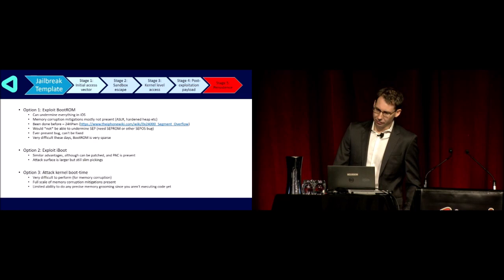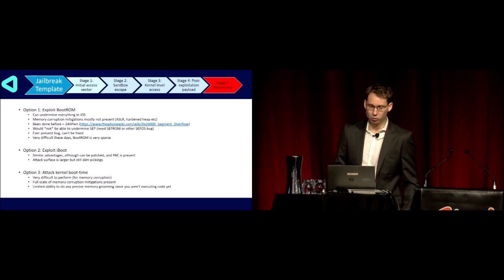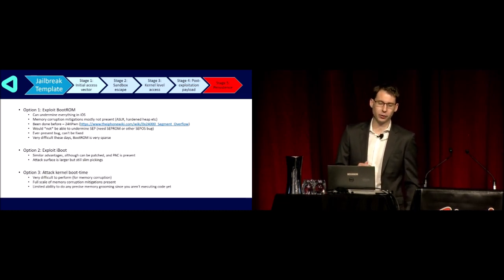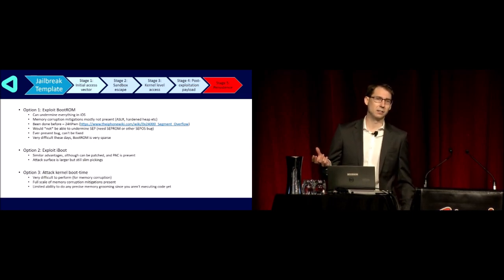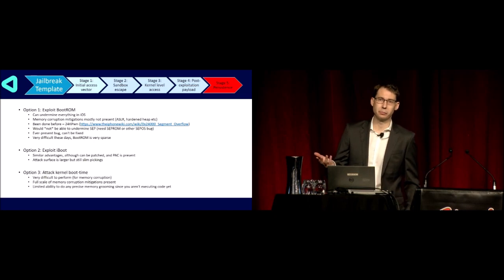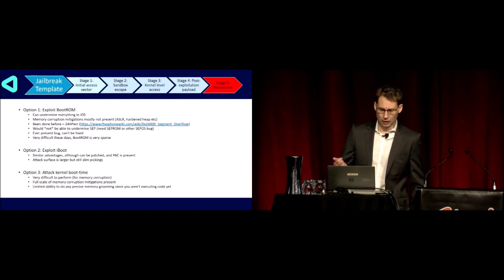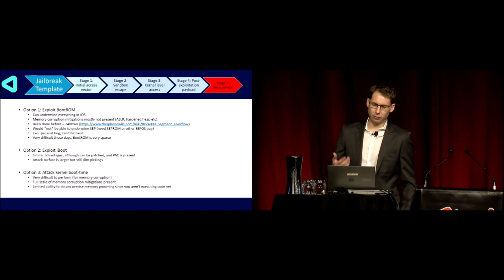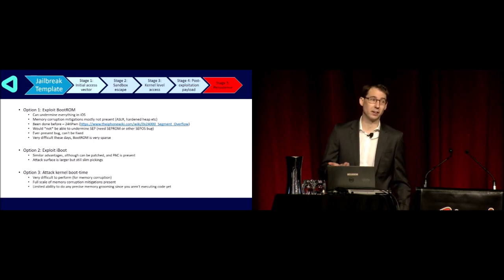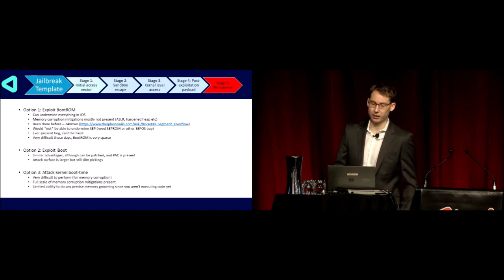So I've sort of gone over what options you have here. Exploiting the boot ROM is something that's happened once before a long time ago with an exploit called 24KPwn. If you're able to exploit the boot ROM, it's pretty great because it's a ROM, so the bug is ever present until they release a new device. In reality, though, it's actually very difficult to find a vulnerability in the boot ROM because it's very sparse. It does nearly nothing, specifically because they can't replace it.